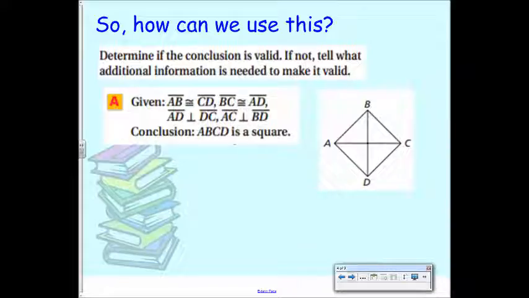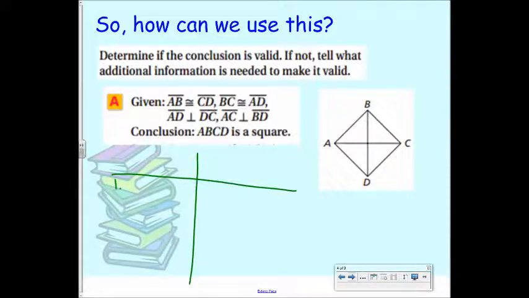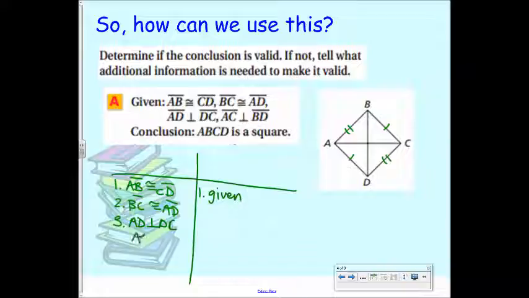How do I start? Draw the chart. What's my first given? All right, if I write it, what should I do with my picture? I should also draw it or mark it. So AB is congruent to CD. What else? BC is congruent to AD. AD is perpendicular to DC, and AC is perpendicular to BD.